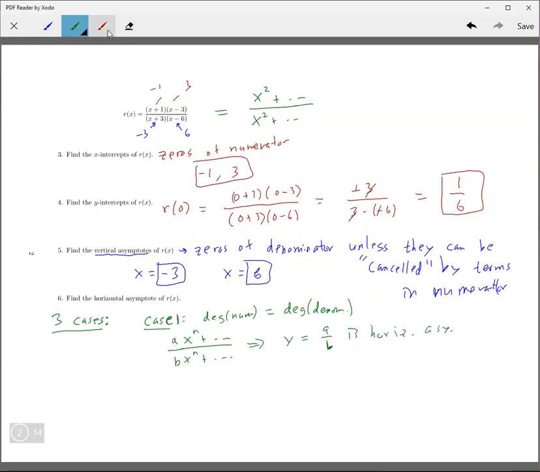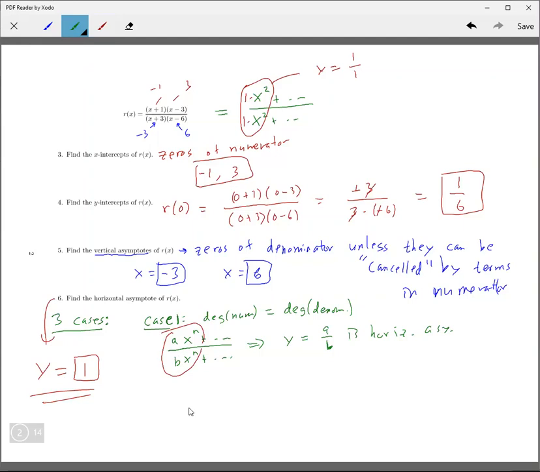Okay, you just focus in on the highest order terms right here, and their coefficients. The coefficient of the term in the numerator divided by the coefficient of the term in the denominator is going to be the horizontal asymptote. So in this case, we're focusing on that, and basically the coefficients are 1. Okay, so y equals 1 is the answer to number 6. That's the horizontal asymptote.